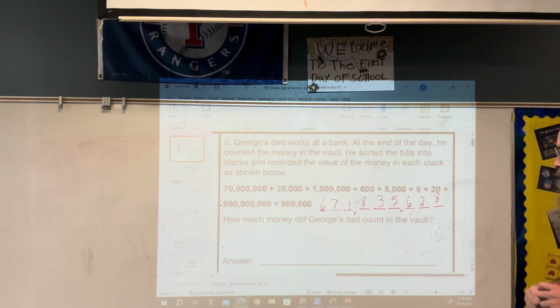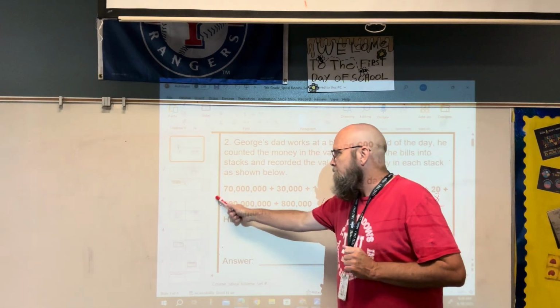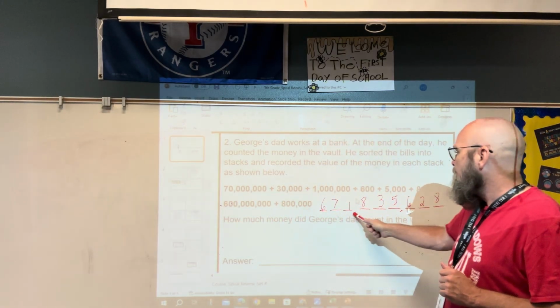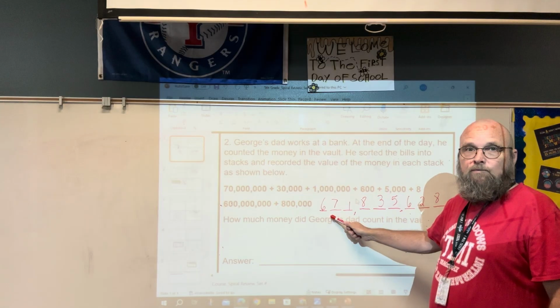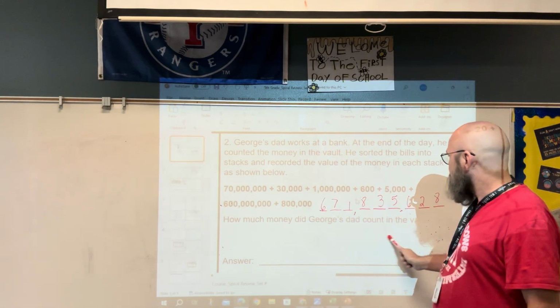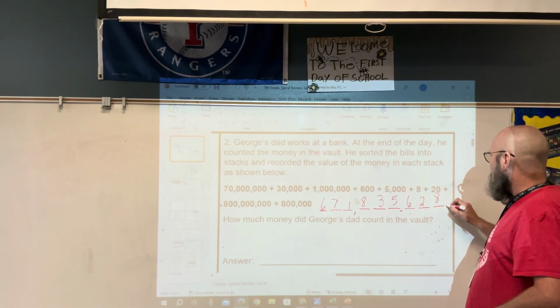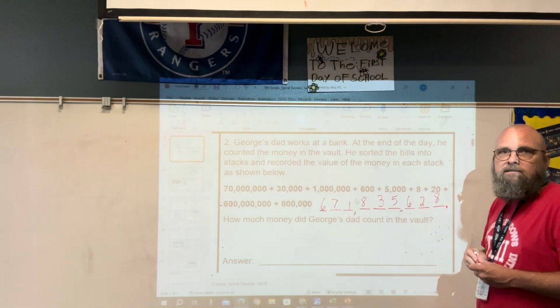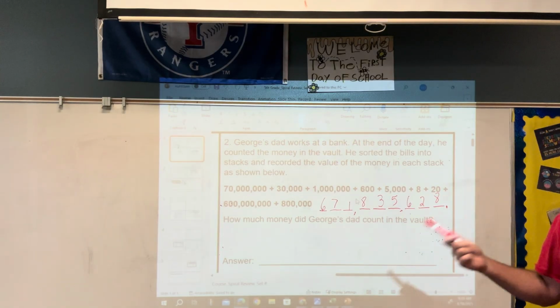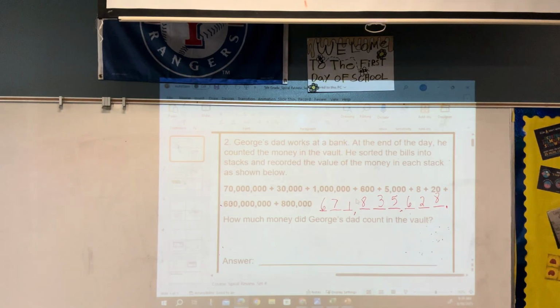671,835,628. All I did is found the biggest one, and then I had to go out to the biggest one. There's nothing behind the decimal point, so I don't have to put anything behind the ones place. It stops at the ones place. If there was a decimal point, it would go further out.